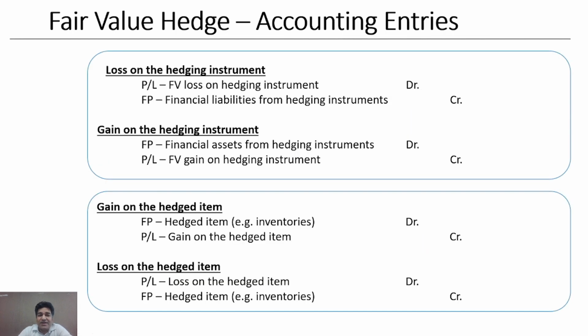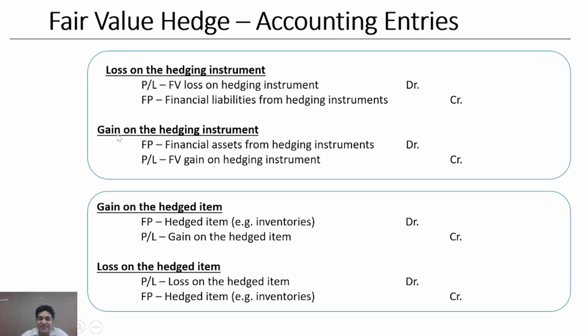So guys, let's quickly understand how the accounting entries will look in case of a fair value hedge. Let's say we have bifurcated the accounting entries into the losses and gains on the hedging instrument and the losses and gains on the hedged item. Let's first come to the loss on the hedging instrument. We all know that all losses are debited to the profit and loss account. So in case of a loss on the hedging instrument, fair value loss on the hedging instrument will be debited to the profit and loss account, and the financial liabilities from hedging instrument will be credited to my financial position, that is my balance sheet.